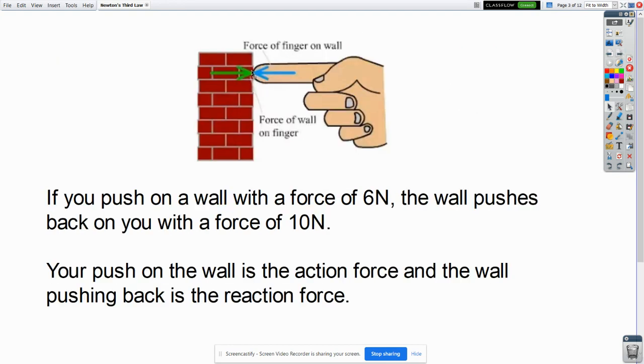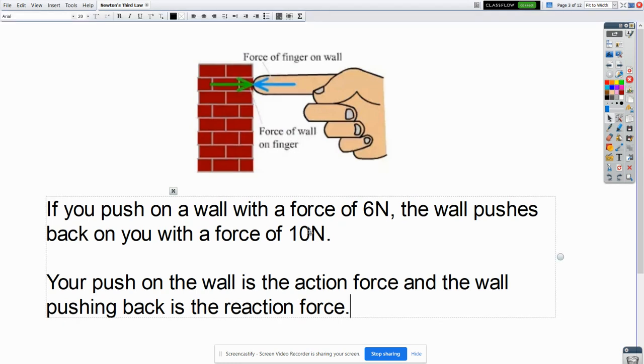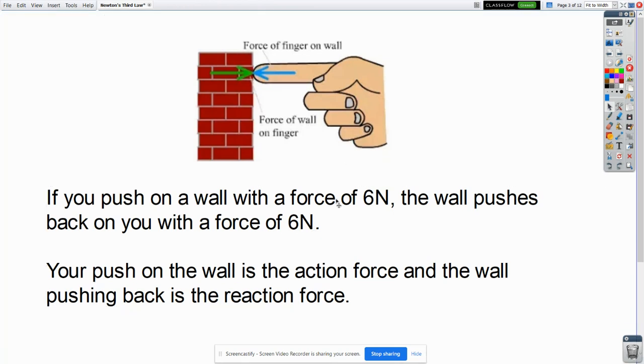So if you were to take your finger and push on a wall, that's either a very large finger or those are very tiny bricks. If you take your finger and you push on a wall, the wall is going to push back on you. If you push on the wall with a 6 Newton force, the wall is going to push back on you with a 6 Newton force, equal in size and opposite in direction. If you push on this wall with a 10 Newton force, the wall is going to push back with a 10 Newton force. If you push on the wall with a 1 Newton force, the wall pushes back on you with a 1 Newton force.